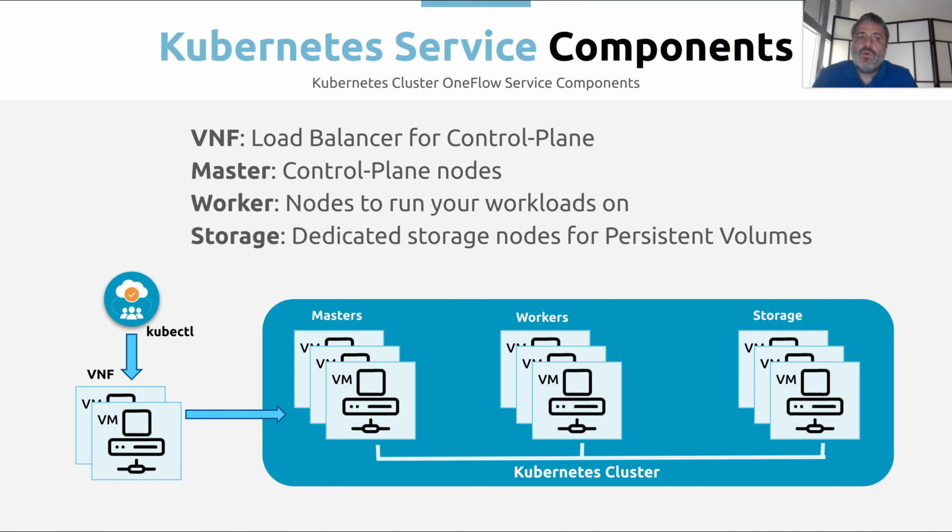As I said, in OneFlow, each role can depend on other roles for the deployment. And so usually a role is deployed when its parent is ready. So for example, the master depends on VNF. So only when VNF is ready, the master will be deployed. OneFlow takes this dependency into account, so it will deploy first VNF and then it will deploy master when the VNF is running and ready.